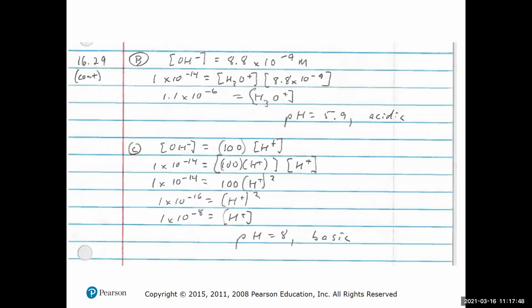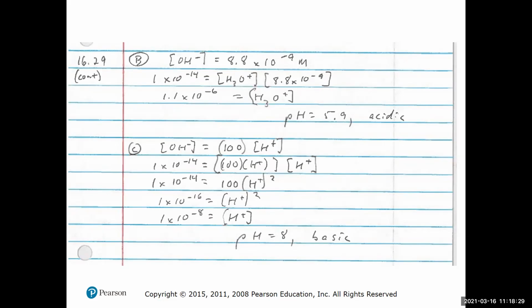Okay, in the next one, we're told the hydroxide concentration is 8.8 times 10 to the minus 9 molar. Just as we did previously, we use that water dissociation relationship, plug in the hydroxide, and solve for the hydrogen ion concentration. In this case, we get 1.1 times 10 to the minus 6. If we do minus the log of this to find the pH, we see that the pH value is 5.9. 5.9 is less than 7, so we know this is acidic because pH less than 7 is acidic.